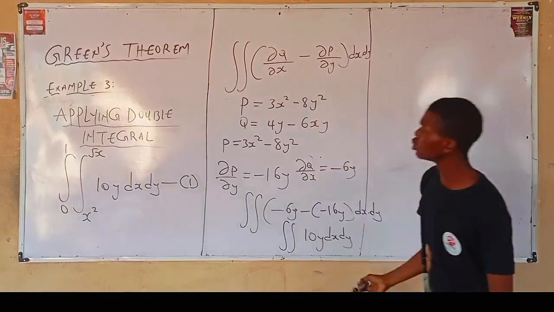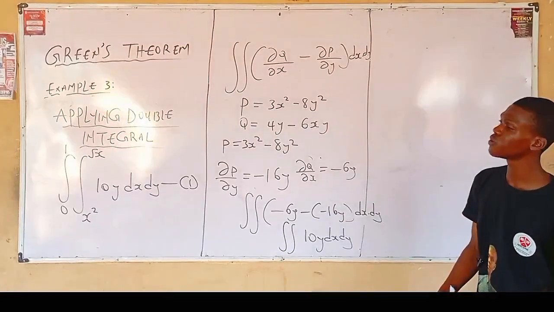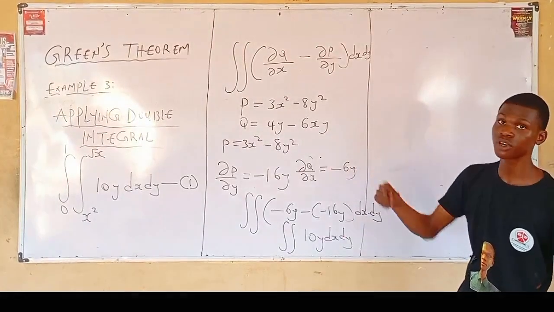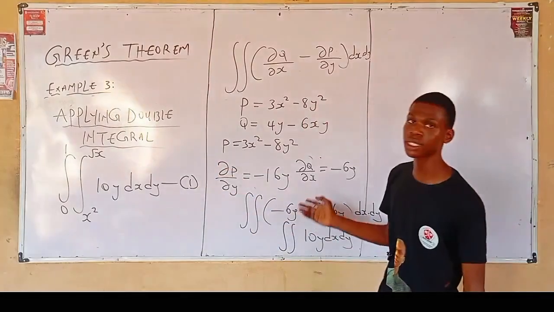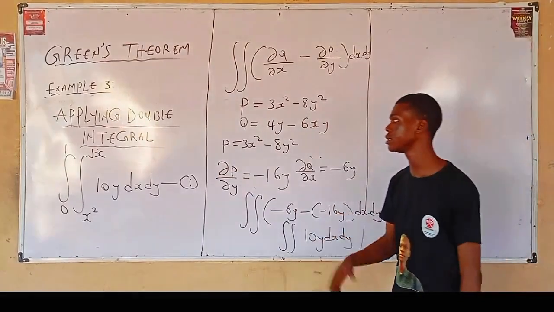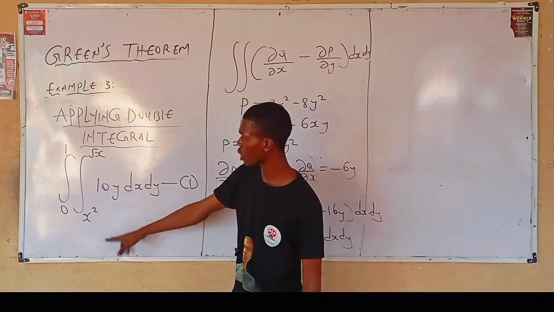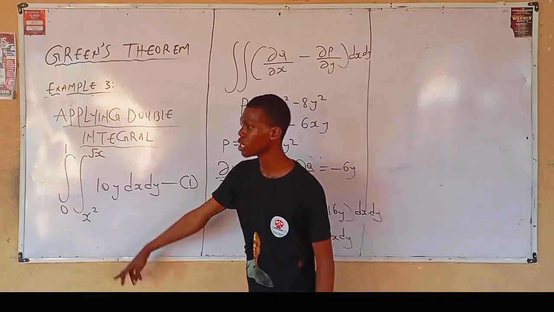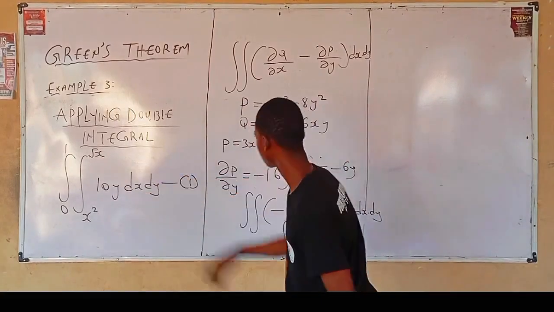But the question is, how do you get the limit? If you look at how to obtain our limit for a closed curve, we've explained that previously. If this is your first video on this theorem, you can check the previous video. We've explained how we got this limit, seen it graphically and mathematically. So from here, for y our lower limit is x squared and our upper limit is square root of x. That's how we got this equation 1.